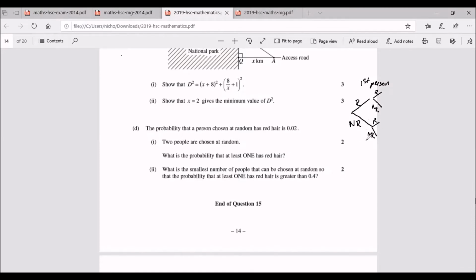I think because I was doing a similar question for a different one, I think it was the 2014 HSC, and there was a probability one in that one. I looked it up and it said that if you want to find the probability of at least one, you should just do the probability of not having any, like one minus that. So what's the probability that we get two people that don't have red hair?